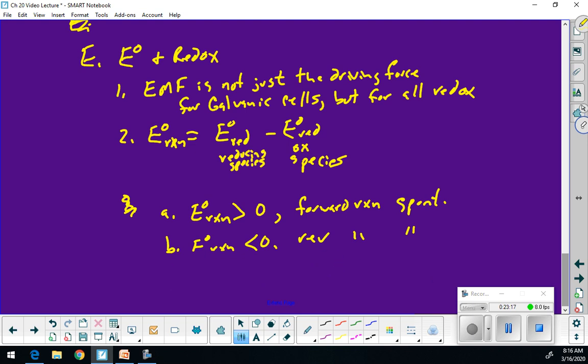Let's just stick here and say that if my cell potential for my reaction is greater than 0, the forward reaction is spontaneous, and if it's less than 0, the reverse. All right? Good. Now let's answer the question.